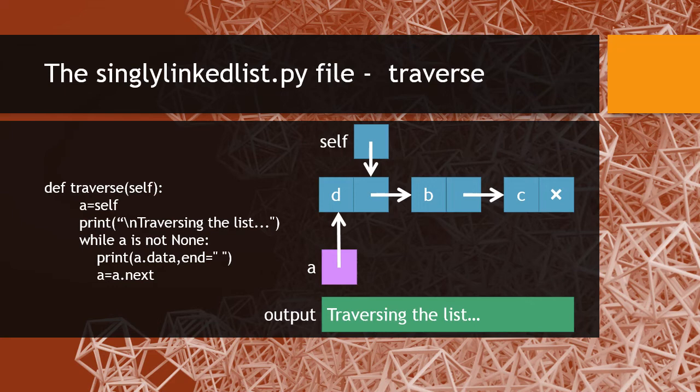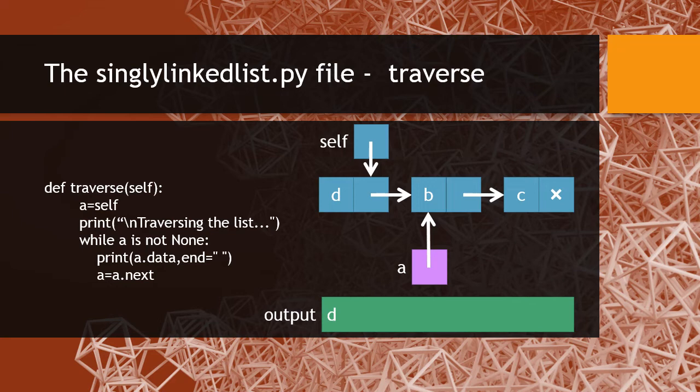While A is not none. A is not none. The while condition is true. Print A dot data and end it with a space. So what is A dot data? D. So I print D. A equals A dot next. Where is A dot next? A dot next points to the node containing B. A equals A dot next means make A point where A dot next is pointing.